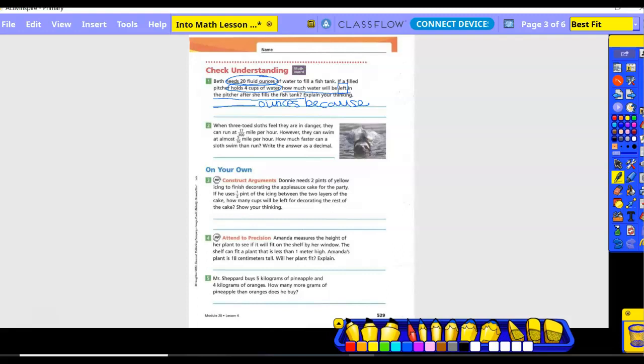And that tells me I'm going to add or subtract? Subtract. Okay, so first of all, what's my biggest unit, the ounces or the cups? The cup. So how many ounces are in a cup? 16. Nope. Look at those 8. 1 cup equals 8 ounces. So what do I need to do to figure out how much the pitcher is holding?